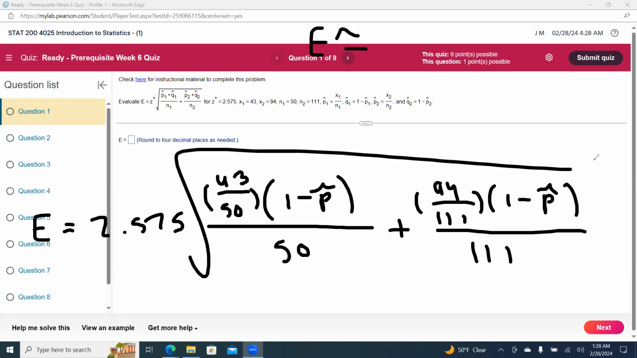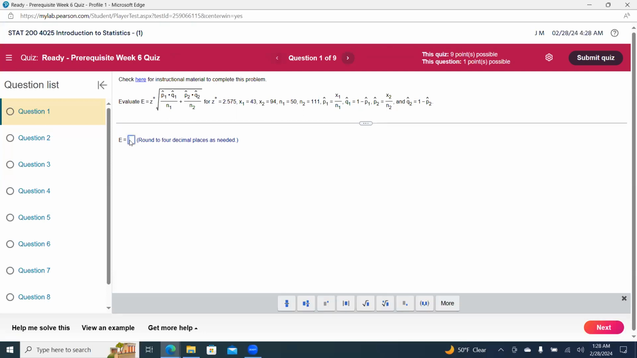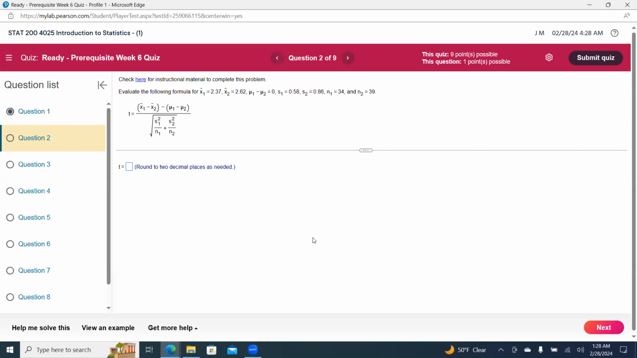Okay, so I got 0.15. What do we want there? We want 2 decimal places. What I got is 0.1540. Oh, this is a quiz. 0.1540. So they might be monstrosities of problems.